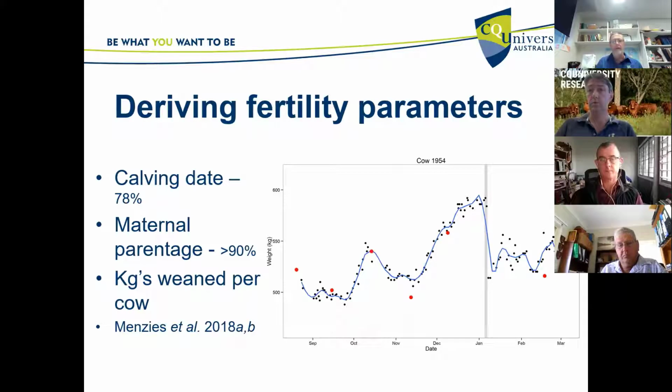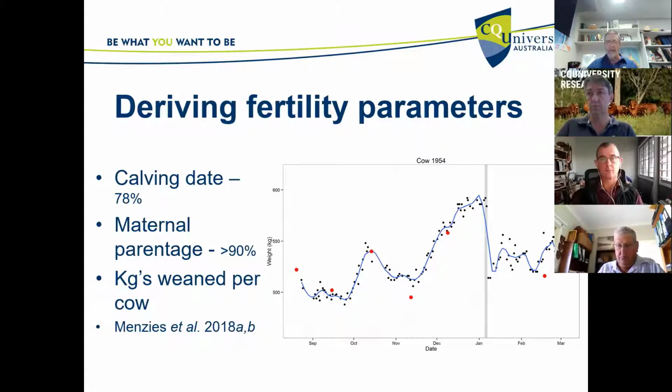So in terms of deriving some of the reproductive parameters, we can use the growth paths and the RFID sequence of the animals coming through to determine calving date and maternal parentage. Just following the growth path, that graph there actually shows the growth path of a cow leading up to a calving event, which is signified by the grey line, and you can see a drop in weight there of 60 to 70 odd kilos when the cow calves.